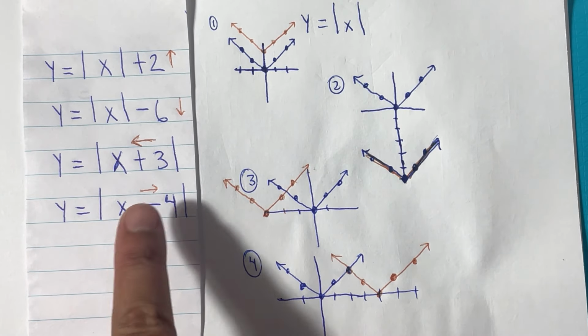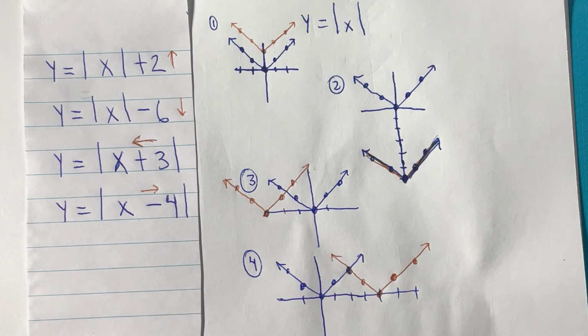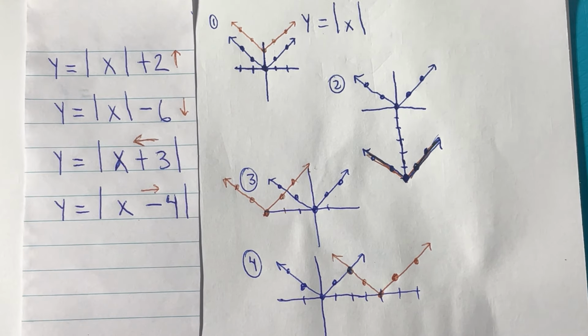Okay, so again, for the ones outside, you just follow the sign, up for positive, down for negative. If they are adding inside or subtracting inside, you move it on X, opposite direction of what the sign tells me.